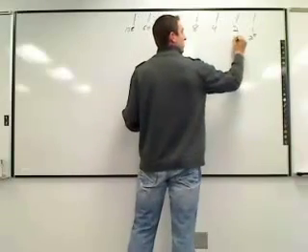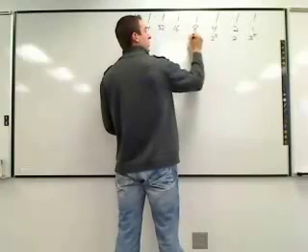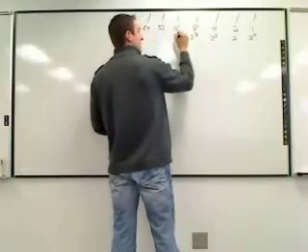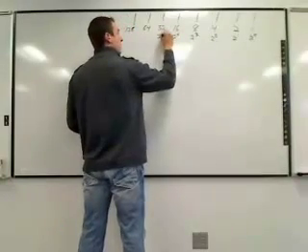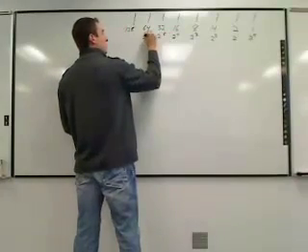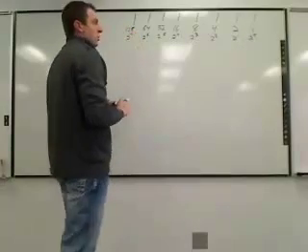2 to the first is 2. 2 to the second is 4. 2 to the third is 8. 2 to the fourth is 16. 2 to the fifth is 32. 2 to the sixth is 64. And 2 to the seventh is 128.